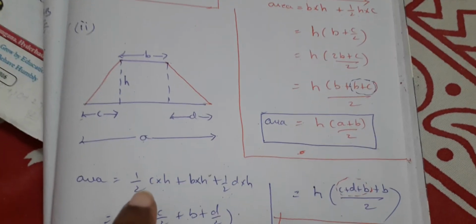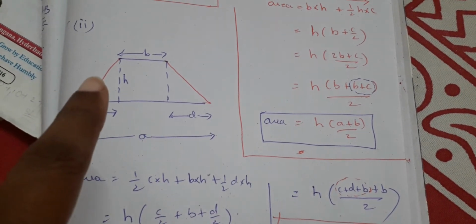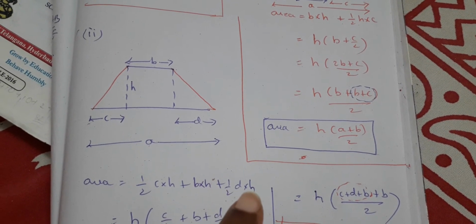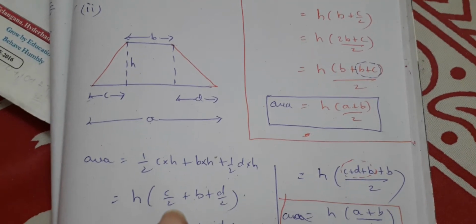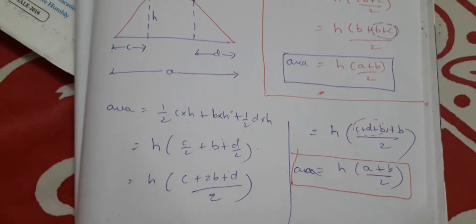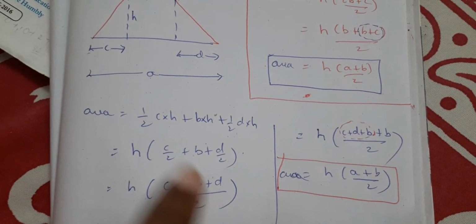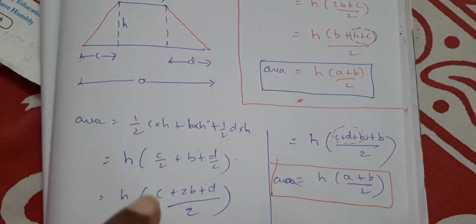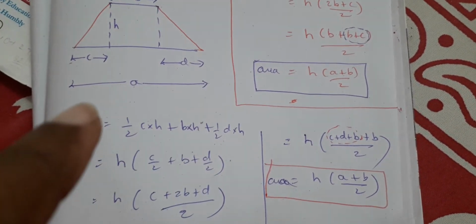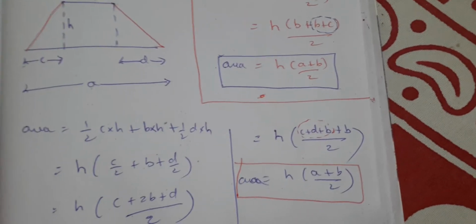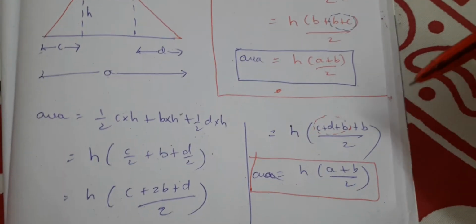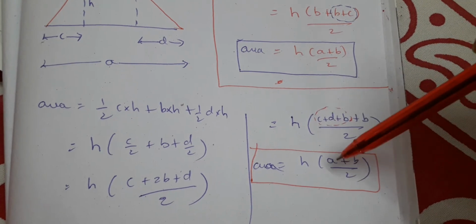So now, applying the condition, half c into h is the area of the first triangle, base into height is the area of the rectangle in the middle, and half d into h is the area of the other triangle. Now taking h common, and then c by 2 plus b plus d by 2. Take LCM again, c plus 2b plus d. So you can write b as b plus b, where c plus b plus d will become a, the total length of the other parallel side. So in place of c plus b plus d, you are writing a. So hence what you got here is a plus b by 2.